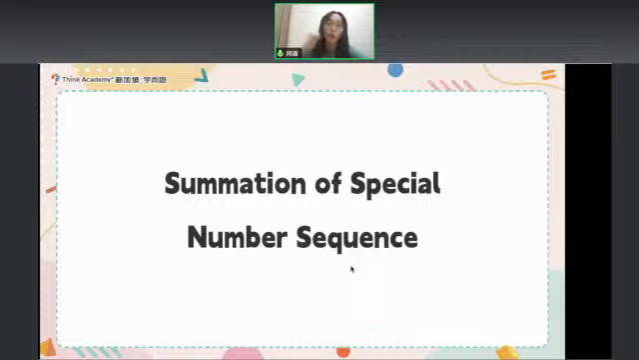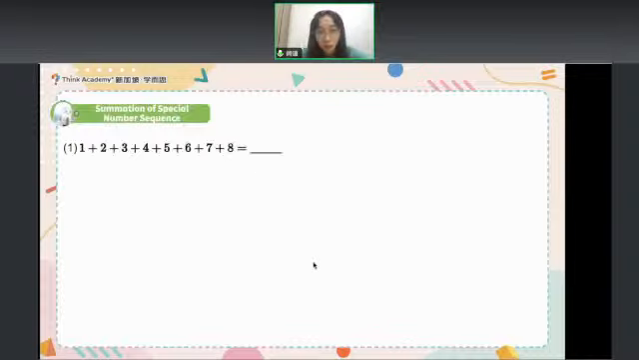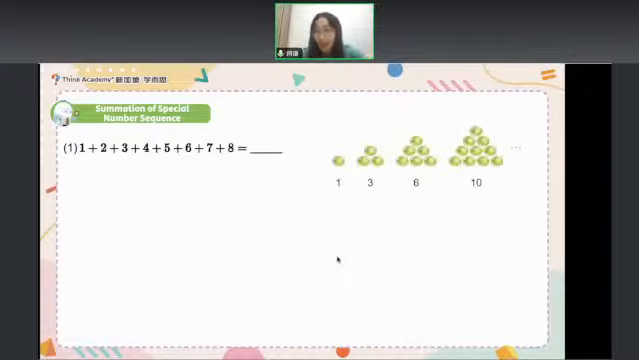Wow, this part is super important, everyone. Summation of special number sequence. Such number sequences are always very popular in P3 SESMO, P3 or P4. Okay. So here let's have a look. For the first one, 1 plus 2 plus 3 plus 4 plus 5 plus 6 plus 7 plus 8. Wow, such a long equation. For such a number sequence, we always call it a triangular number sequence. Why? Because if you form the number sequence with some beads, what is the shape? You can see that we form it from a smaller triangle to a bigger triangle to an even bigger triangle, right? Okay.